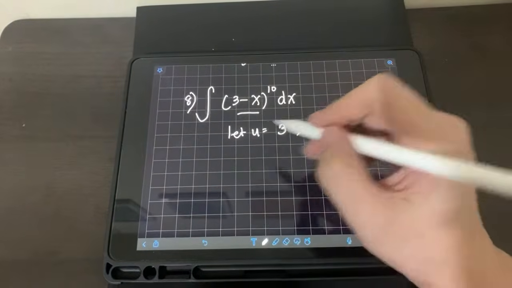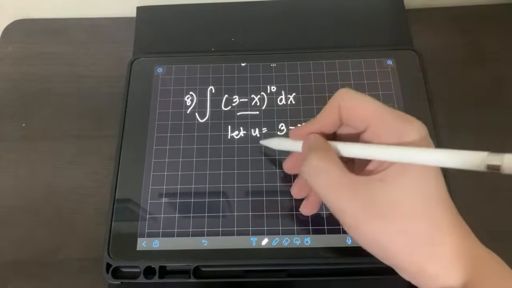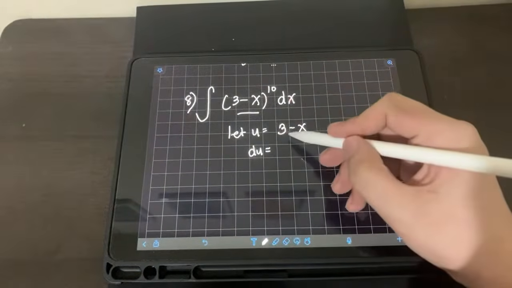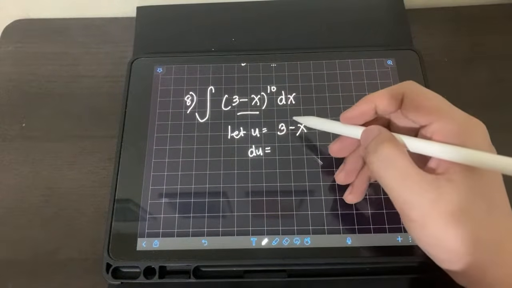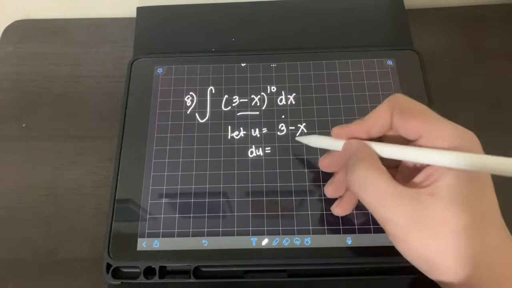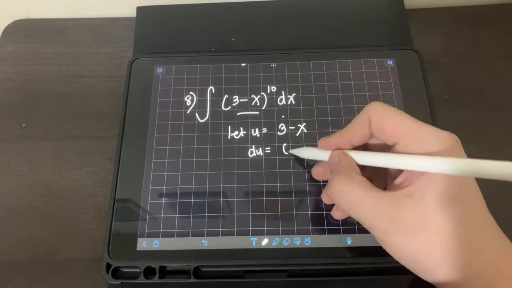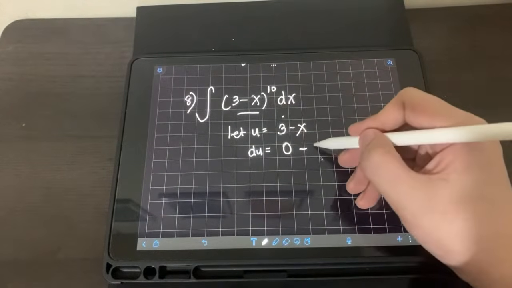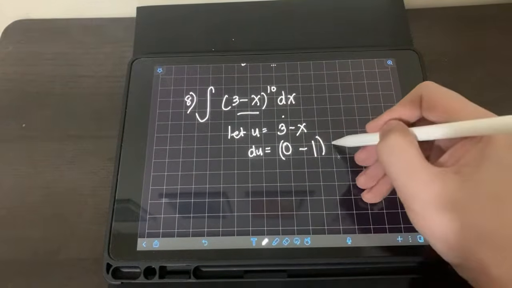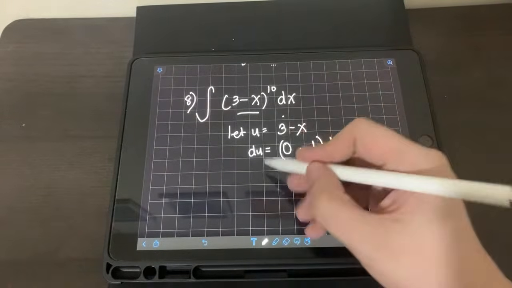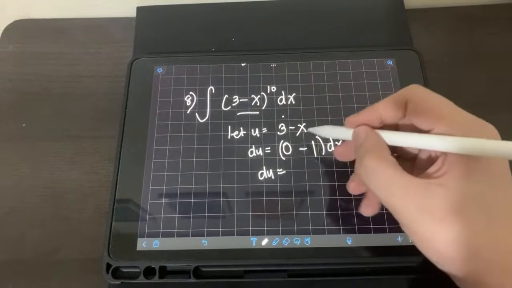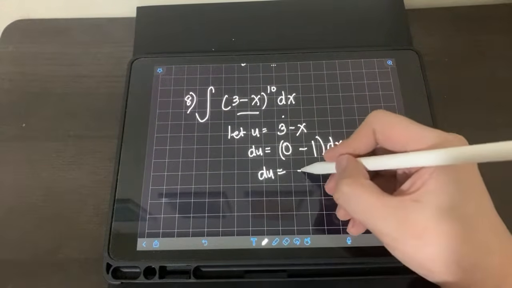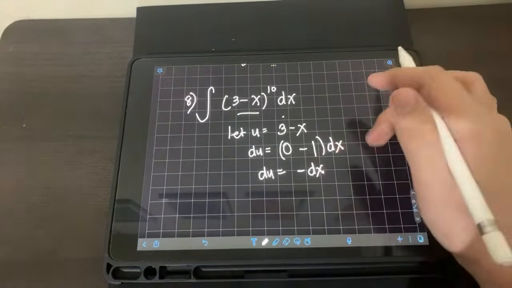And then, kuhain natin yung derivative of both sides. So, derivative of u, du. Okay? Derivative of 3 minus x, so differentiate natin term by term. Anong derivative ng 3? Constant yan, so derivative ng constant is 0, minus derivative ng x, 1, right? Then, don't forget dx. Okay? So, simplify, you have du is equal, what is 0 minus 1? Negative 1 times dx, so simply, negative dx.